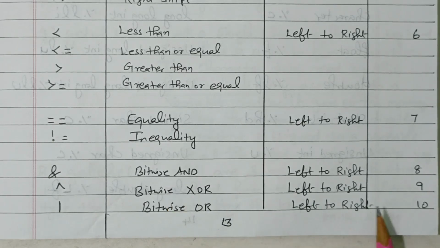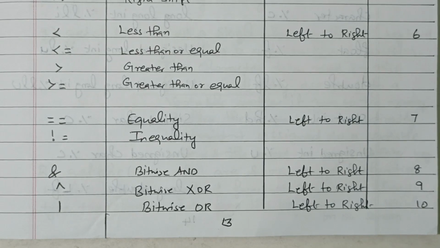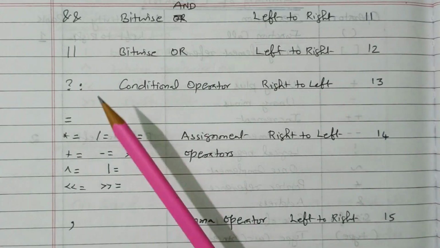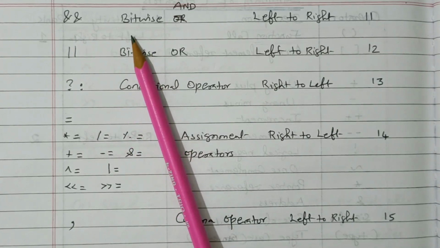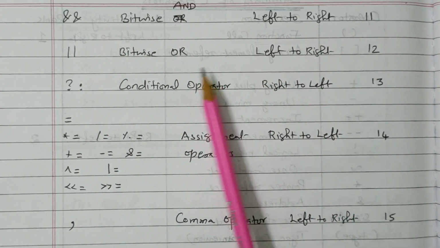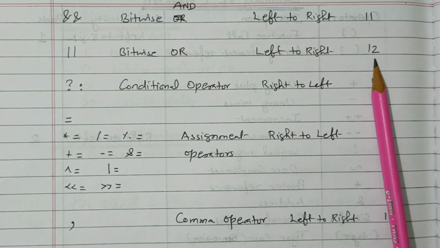Right. So this is the given preference: 8, 9, 10. The AND operator is at hierarchy position 8, the XOR operator is 9, and the OR operator is 10, right? So we have discussed up to 10. We'll go to the next one. The 11th one is the bitwise AND operator. The bitwise AND operator comes under the 11th position, right? Then the bitwise OR operator comes under the 12th position, right?